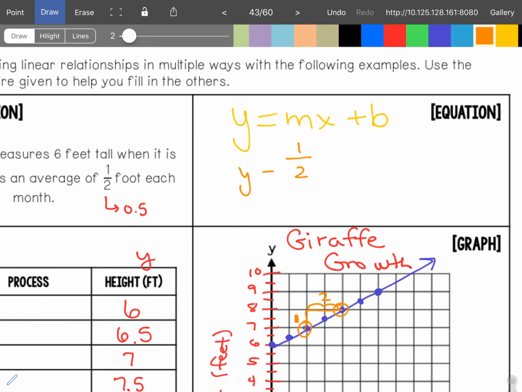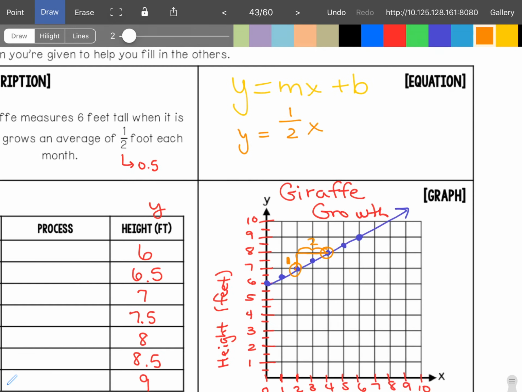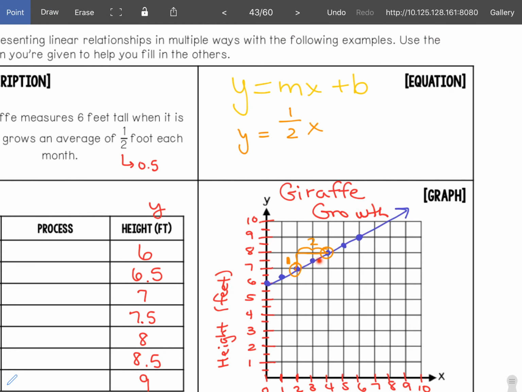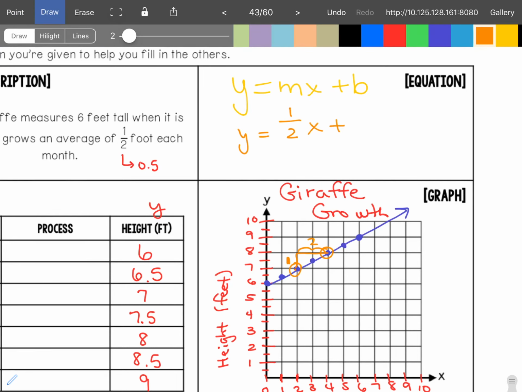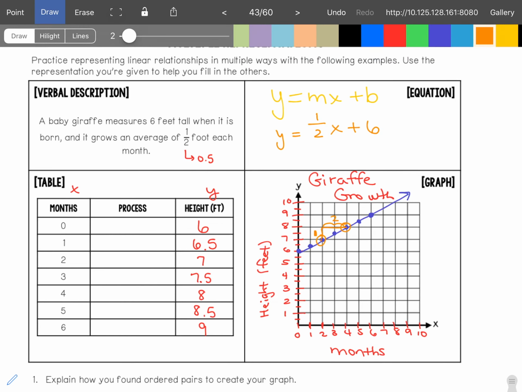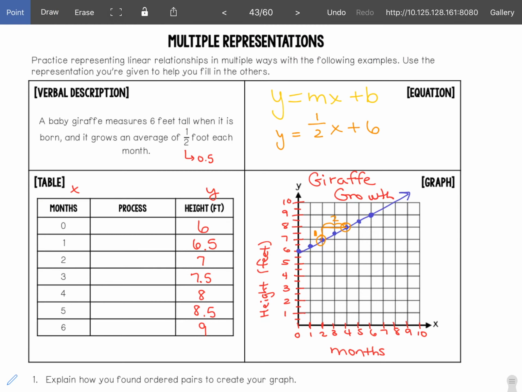So we have y equals 1/2 x, and then the b is where the line is crossing the y-axis. So where is the line crossing the y-axis at? 6. Right here at 6. Very good. So plus 6. So now that equation's done. We've got our equation done, we've got our graph done. The only thing we're missing is this process right here, which if you look up here, you can see we do 1/2 or 0.5 if you rather, times the x, and then add 6.